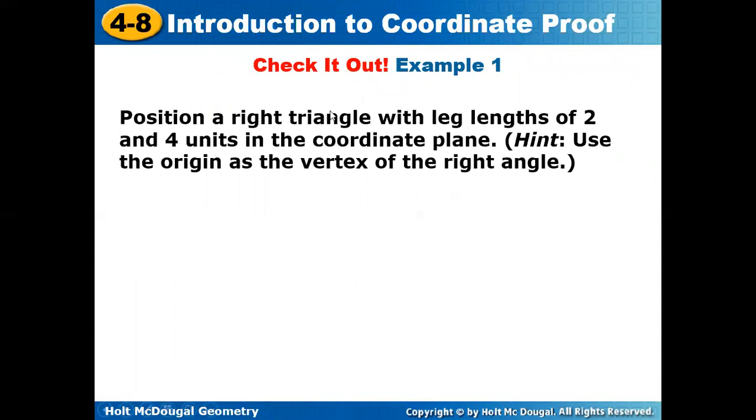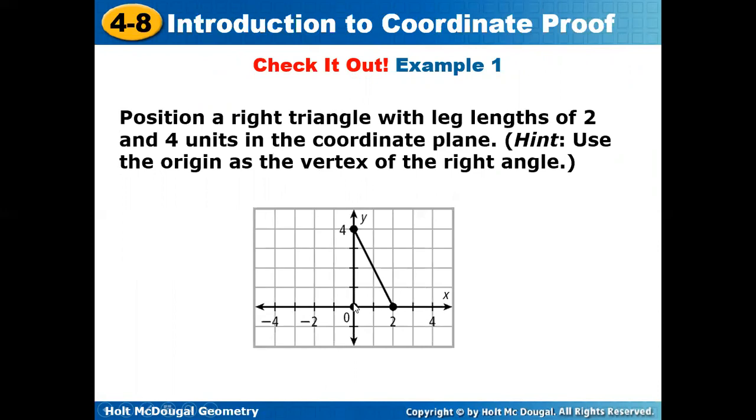Position a right triangle with leg lengths of 2 and 4 units in the coordinate plane. So we draw the triangle. We use this hint that we use the origin as the vertex of the right angle. One leg is 2 and the other leg is 4. Or we can make one leg 4 here at x and the other 2. So we have two cases, okay?